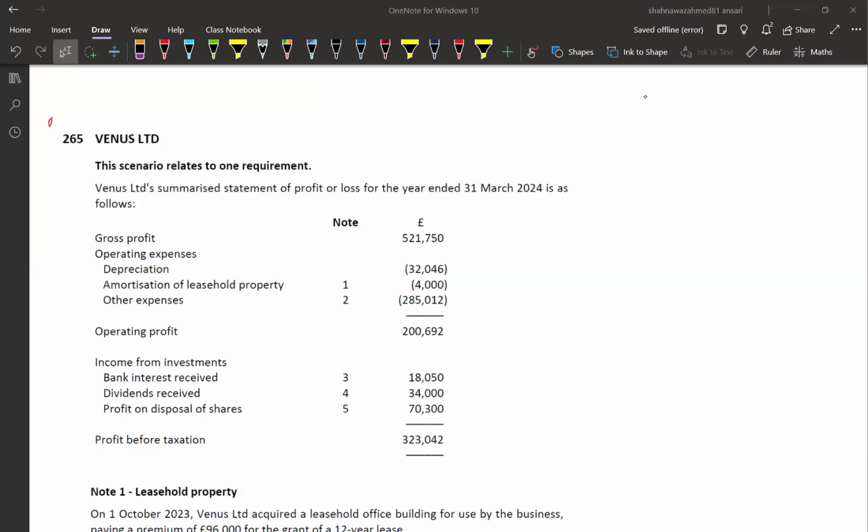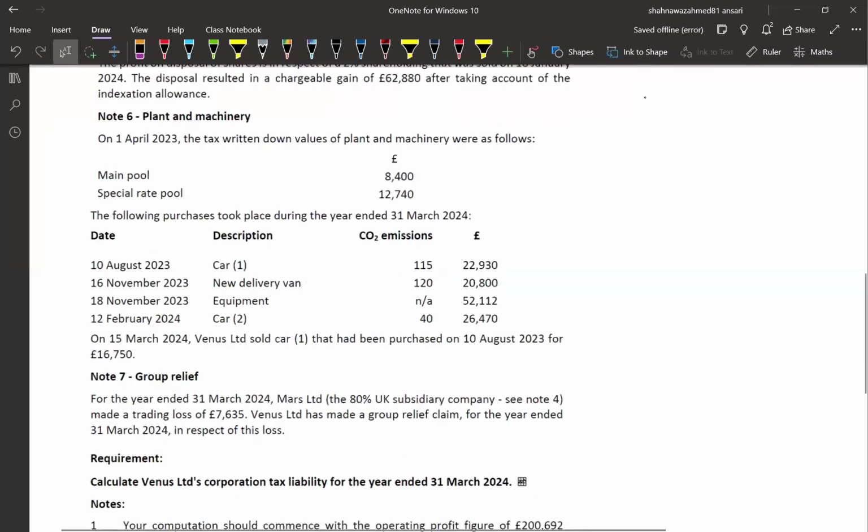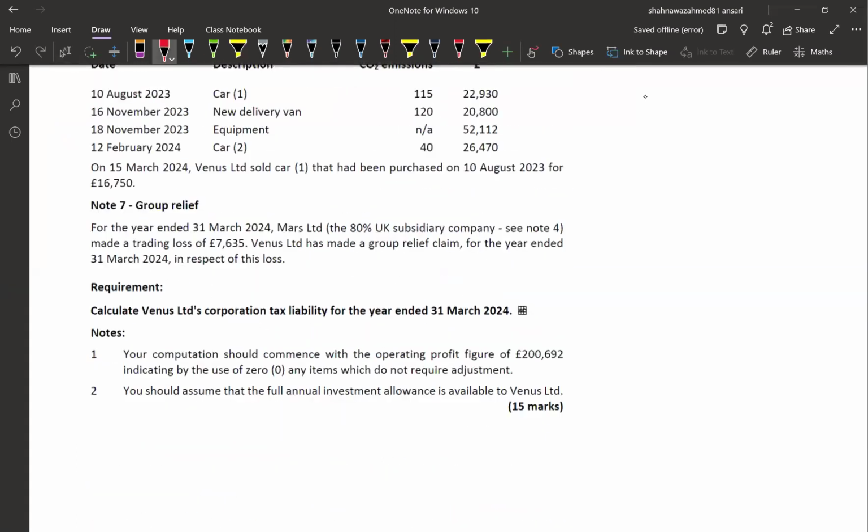So this is a question related to corporation tax liability. Let's see what the requirement of the question is. We have to calculate the corporate tax liability for the year ended March 2024. Your computation should commence with the operating profit figure of 200,692, indicating by the use of zero any item which does not require adjustment. You should assume that the full annual investment allowance is available to Venus Limited.